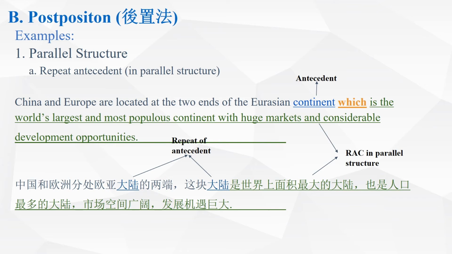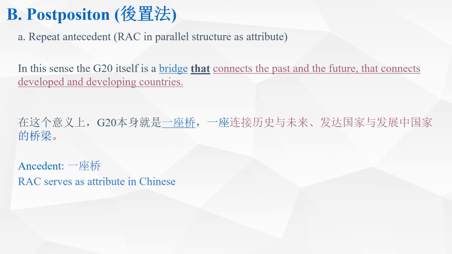This is another example of repeat antecedent, and this example is similar with the former one, but one thing special is that information in this clause part becomes an attribute of the second repeated antecedent, and you may have a look at this sentence.